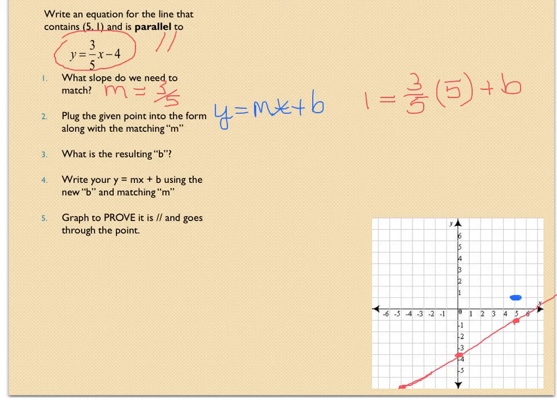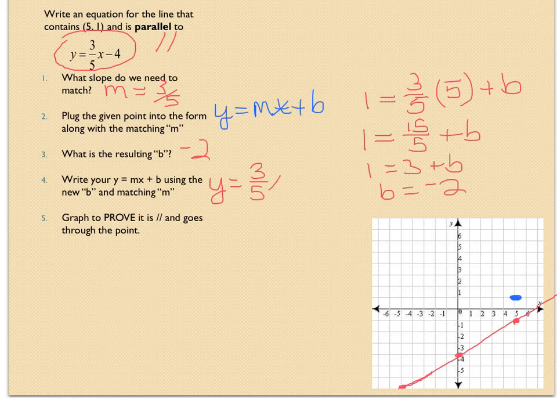So let's go ahead and do it. 1 = 15/5 + b. 1 = 3 + b. b = -2. Wow, we got a -2 for our resulting b. So now we can write y = mx + b using our b and our slope: y = 3/5 x - 2. There is a line parallel to the other line with the same slope, and it's going to go through (5, 1). Let's just see.